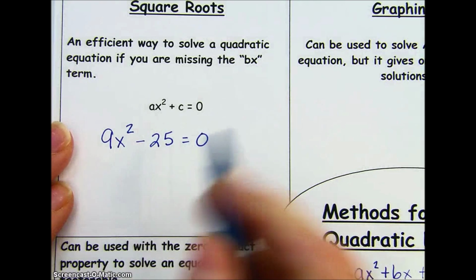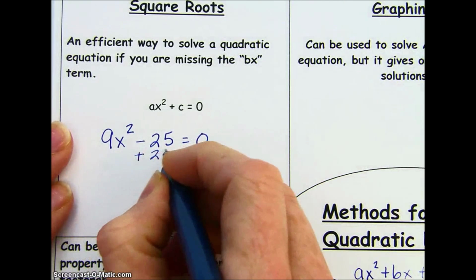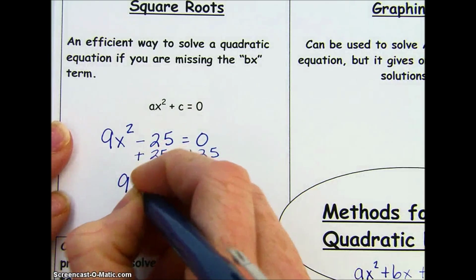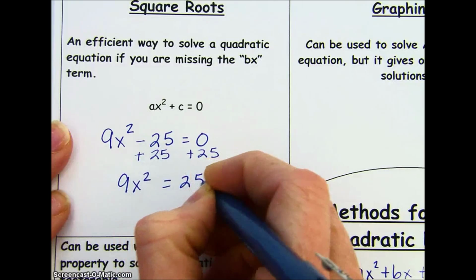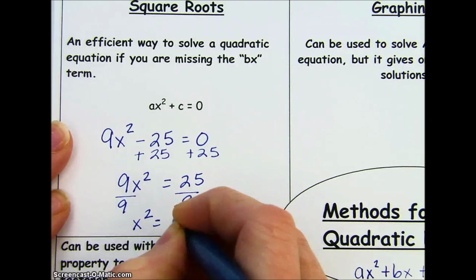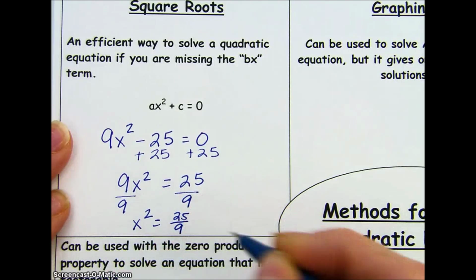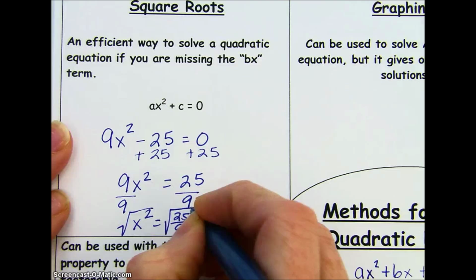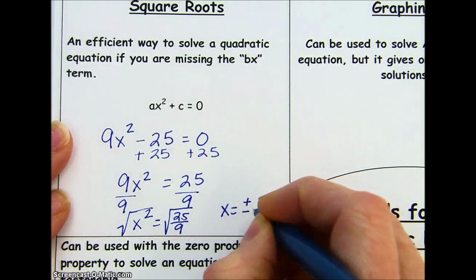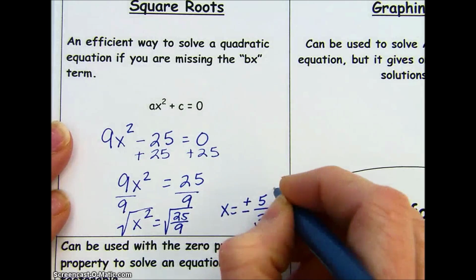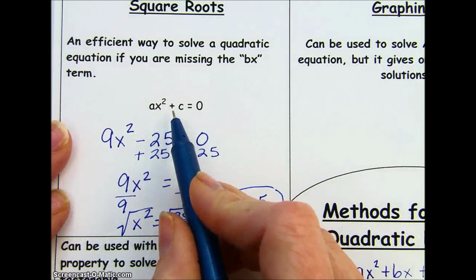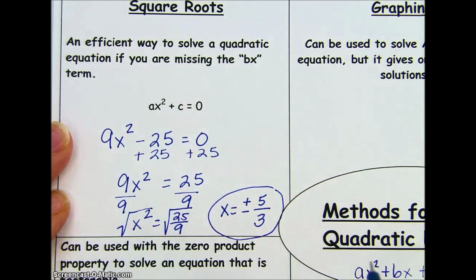Okay, we are missing the bx, so the first thing we do is isolate the x. So I simply add 25 to the other side. I get 9x squared equals 25. I divide by 9. Then I get x squared equals 25 over 9. To solve this, I take the square root of both sides, and I get x equals positive and negative 5 over 3. So that was quick and easy and only worked because there was no bx. That is the square root method.